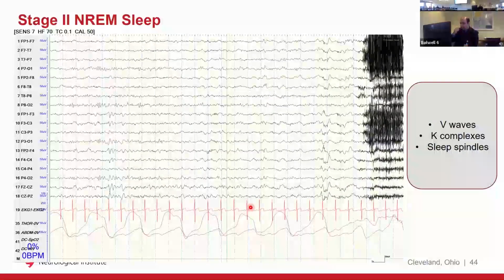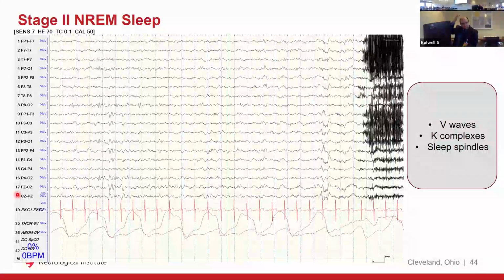But stage 2 is when you actually start seeing the typical graph elements that we all learn about. You start seeing V waves, which are these kinds of waves, which are maximum in the midline electrodes. V waves have a very peculiar distribution. They are maximum negative at CZ.